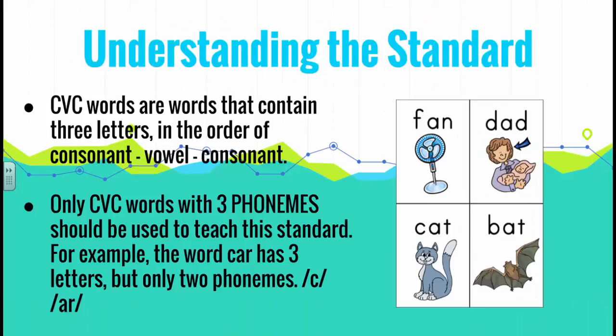This standard requires the use of CVC words, which contain a consonant, vowel, and consonant. These words are used because the majority of CVC words have three distinct phonemes or sounds. It is important to note that just because a word has three letters, it does not necessarily mean the word has three sounds. For example, the word car consists of two phonemes, k and r. Provided on this slide are 4 examples of CVC words that could be used in this lesson.